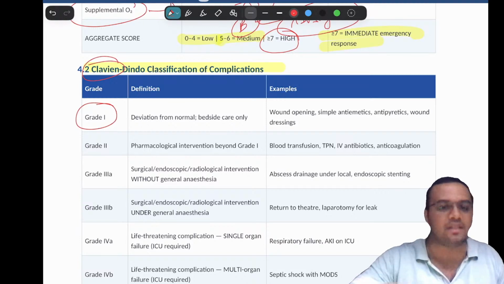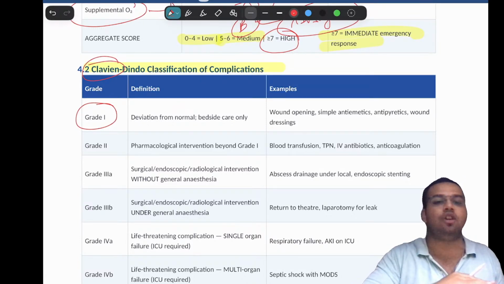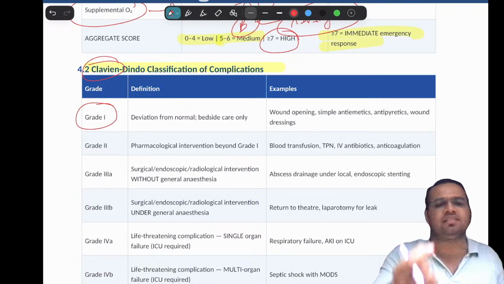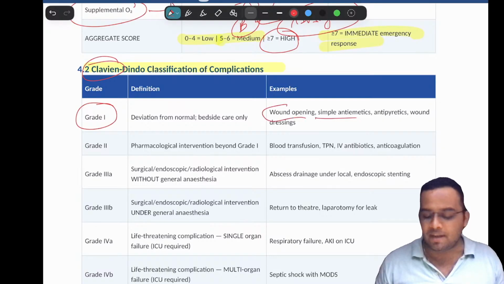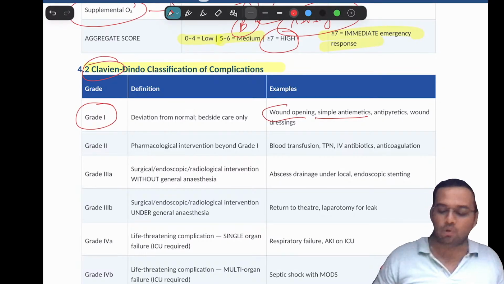It did not harm the patient. It did not change the operative course of the patient. It did not add any intervention for the patient. It did not cause any physiological compromise to the patient. Just a single suture out because of some soakage, so a simple wound opening. A patient might have post-op nausea, vomiting. So that comes in the score of 1.